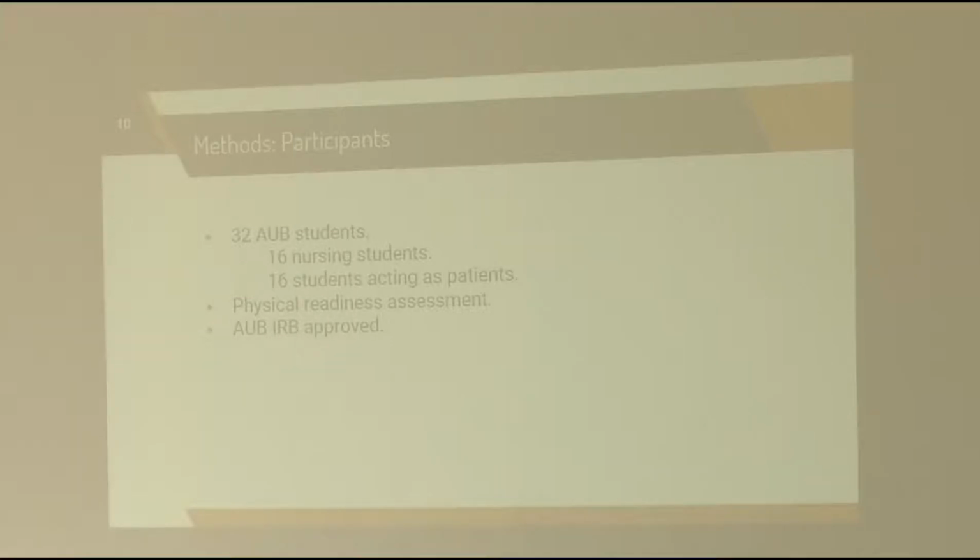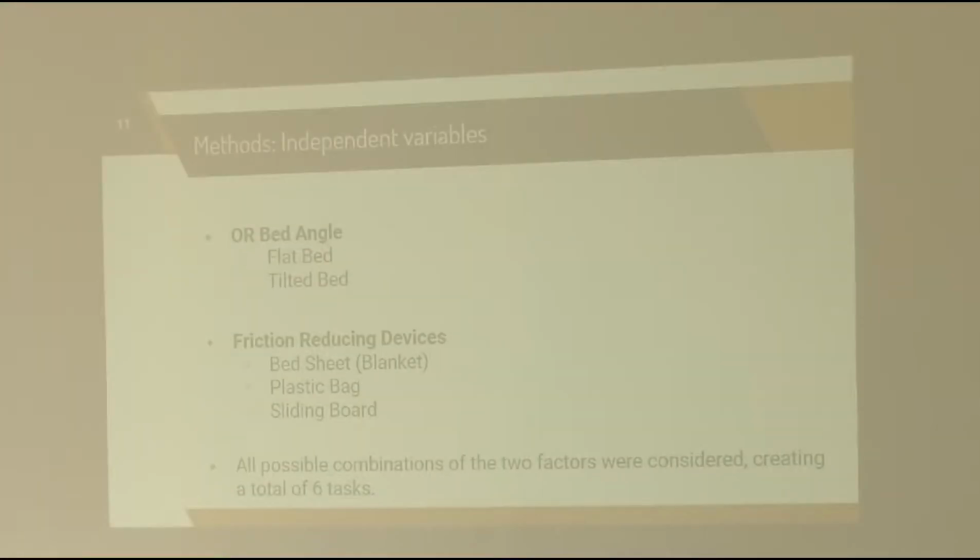All participants were males, and all of them passed a physical readiness assessment. The experiment took place at AUBMC in the OR. It was IRB approved. In each experimental trial, each nurse laterally transferred the patient in 6 different methods, which are the combinations of 2 bed angles and 3 friction-reducing devices.